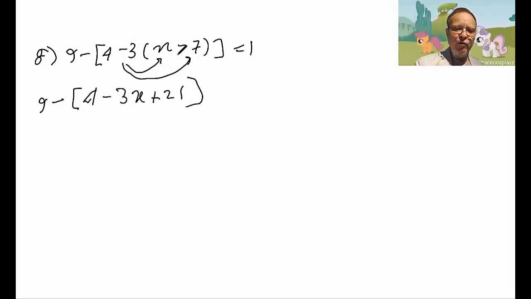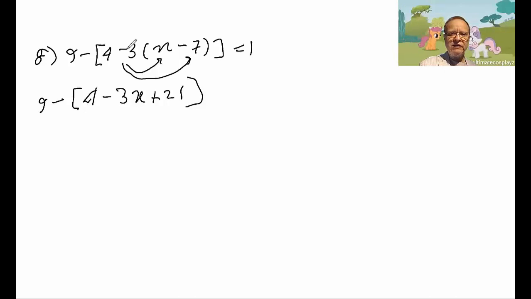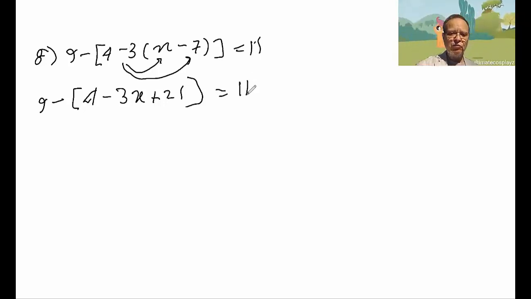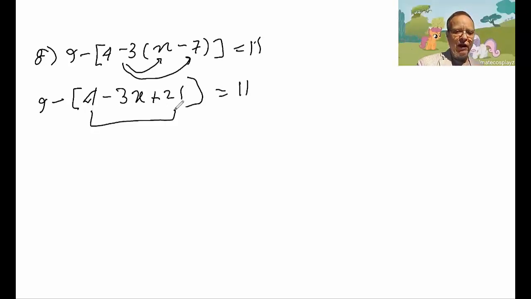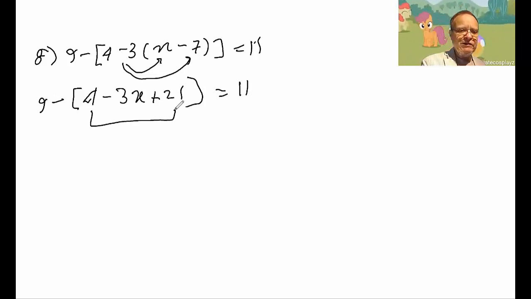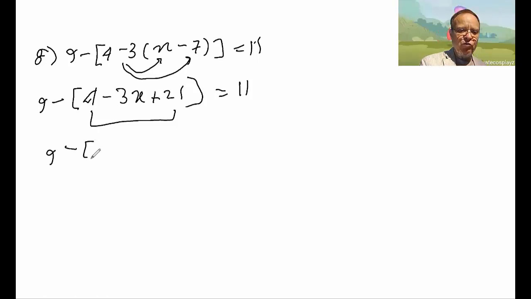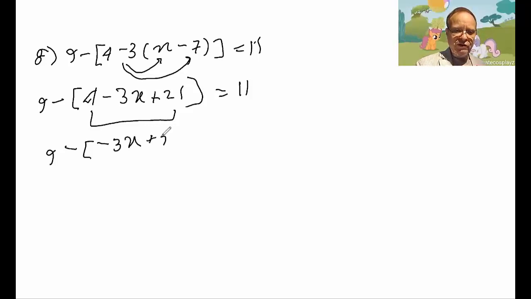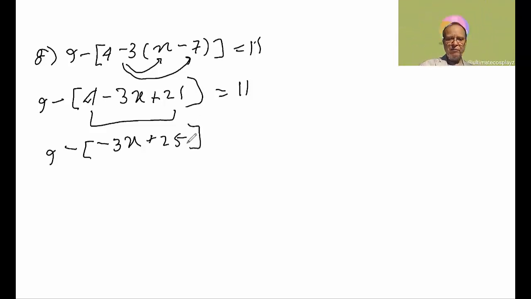Now remember, be very, very careful of your signing, because a negative times a positive is a negative, and a negative times a negative is a positive, is equal to 11. Then what we want to do is gather the like terms. So that means here we have 9 minus square bracket minus 3x plus 25. And we close that bracket. And that's equal to 11.